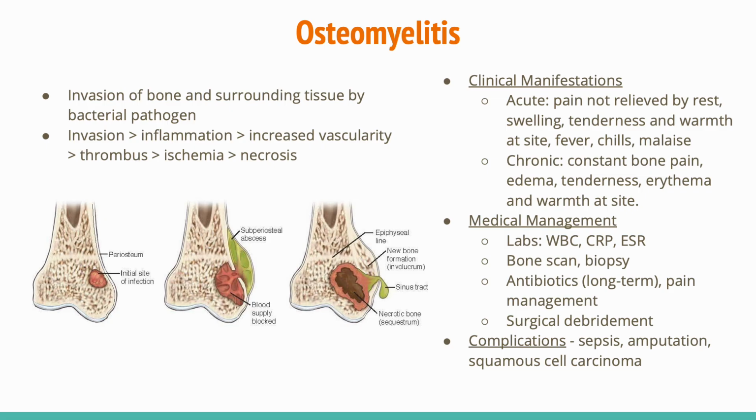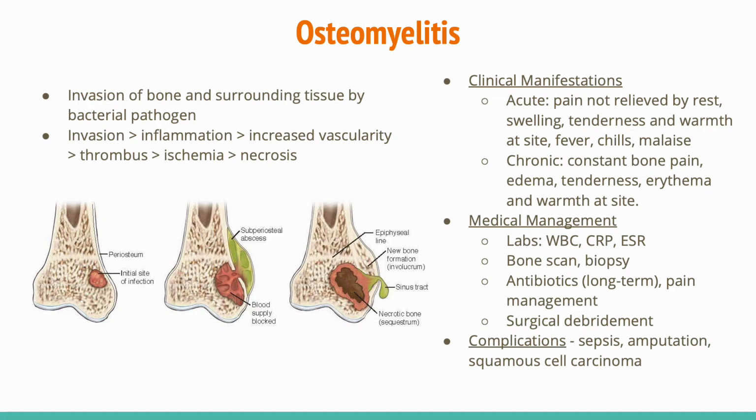Diagnosis is done basically by blood work, where you'll see elevated ESR, CRP, and white blood cell count, along with imaging studies, including MRI or bone scans. The definitive diagnosis often requires a bone biopsy, which identifies the infecting organism and guides the antibiotic therapy.